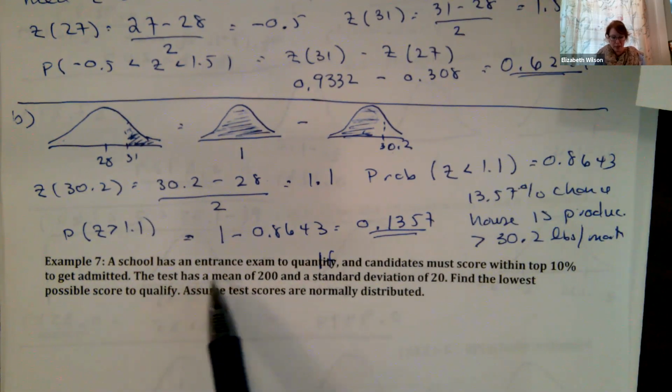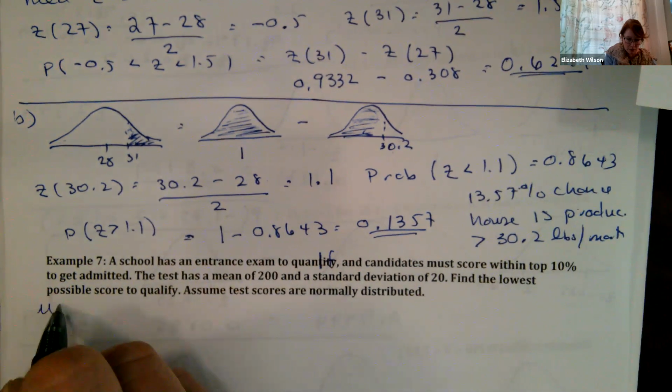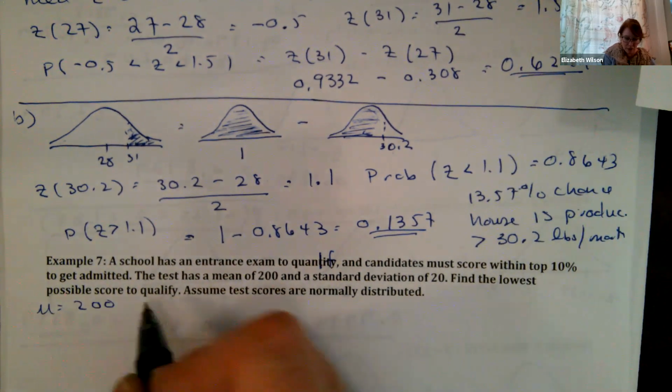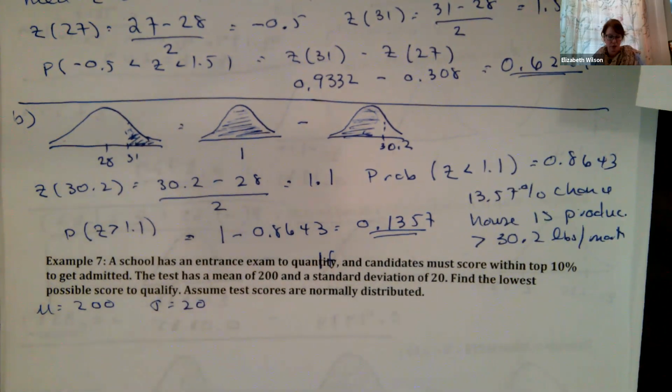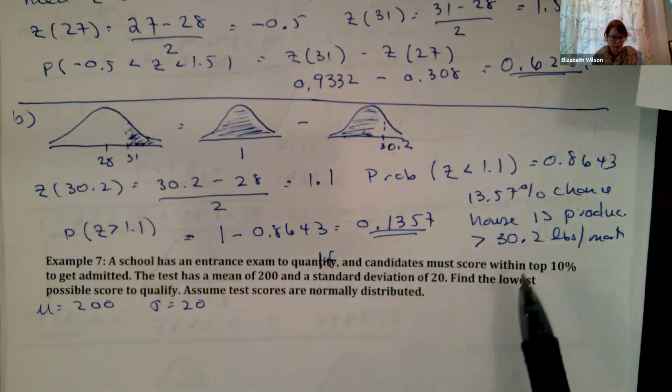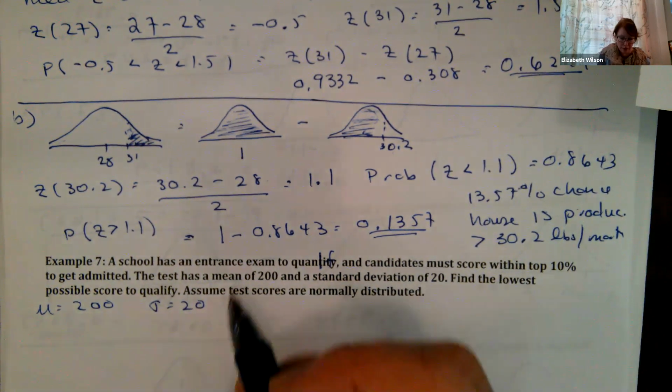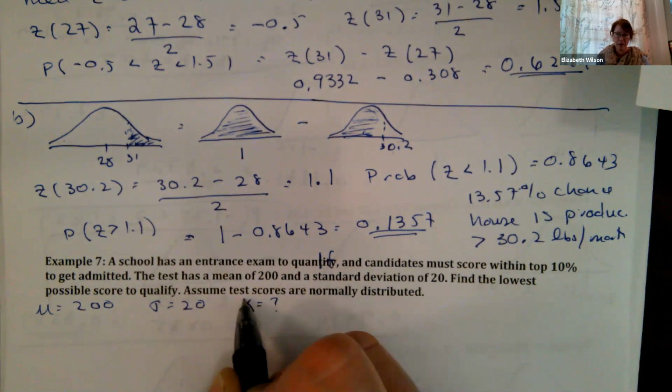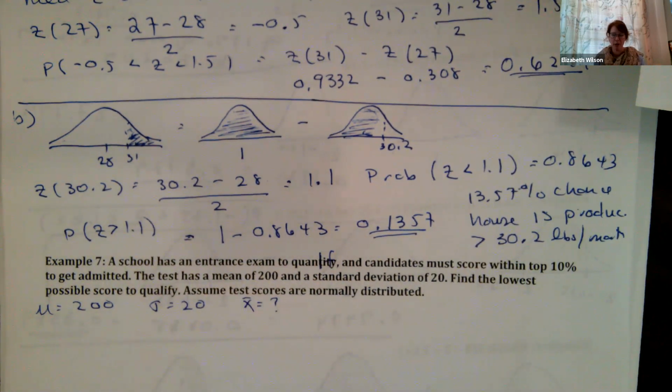The test has a mean, so I'm going to write this down, mean of 200 and a standard deviation of 20. Start taking notes as you're doing these things. I'm going to find the lowest possible score to qualify. So our x bar is going to equal to what? That's what we're looking for. And we're going to assume all the test scores are normally distributed.